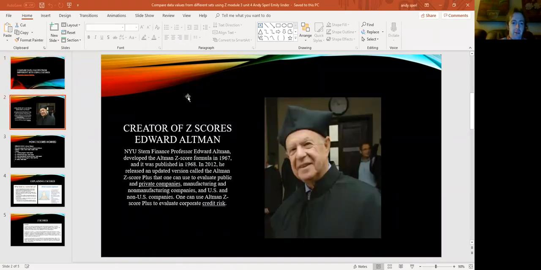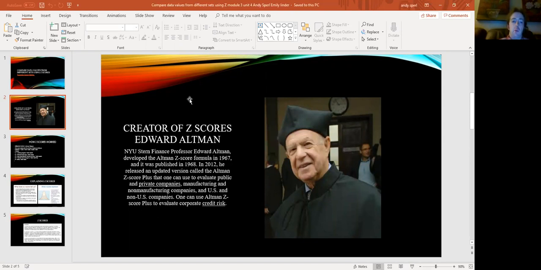Now, the creator of the z-score, his name is Edward Altman. He is an NYU Stern Finance professor. He developed the Altman z-score formula in 1967, and it was published in 1968.